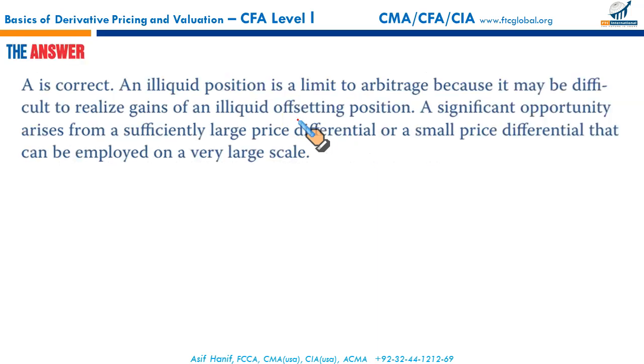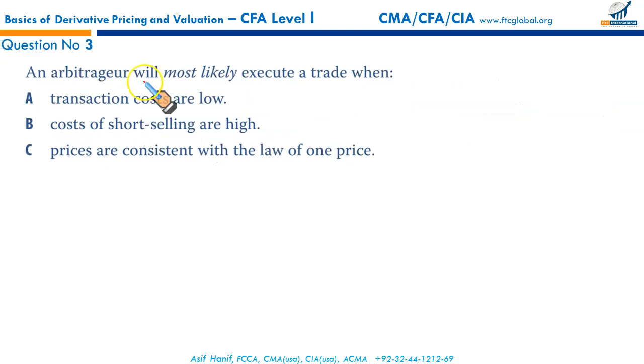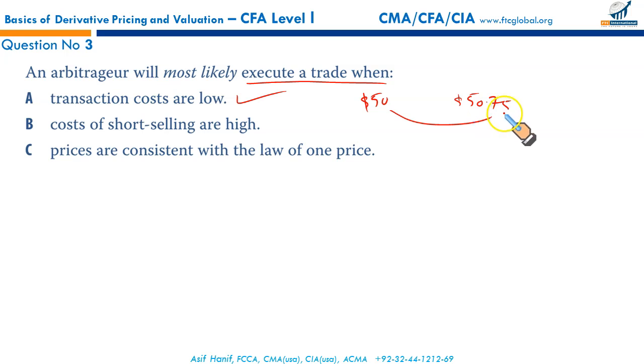Okay, next. An arbitrager will most likely execute a trade when the transaction costs are low. Correct. So if there is an arbitrage opportunity and the price differential is small, let's say in one market the asset sells for $50, in another market the similar asset sells for 50.75, for example. This small $0.75 gain is only worth exploiting when the transaction cost is less than 0.75. So when the transaction costs are low, an arbitrager will most likely execute a trade.